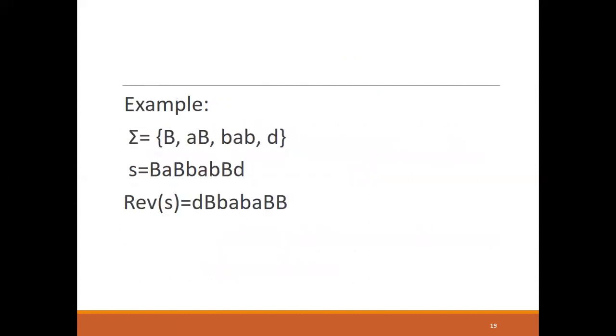For example, again sigma is this. Again, S is your string B, AB, BAB, B, and D. You are going to write the string in reverse order: D, capital B, small b, a, b, and then after that a, b, and then capital B.